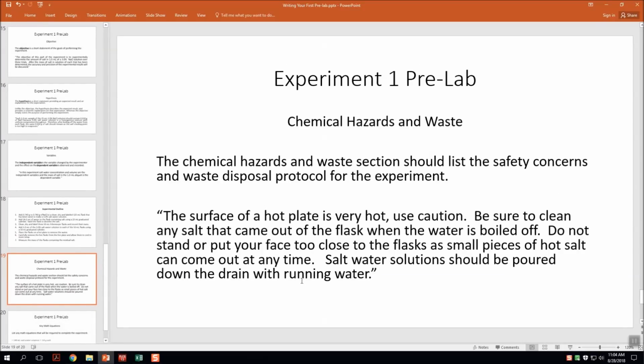Chemical hazards and waste. In this case, the main hazard is that the hot plate is very hot. Also, the salt does tend to fly out of the flask sometimes, so you need to use caution. Don't stick your face right over it. You don't want to stick your face right over a hot plate, just like you wouldn't stick your face over a hot stove top.